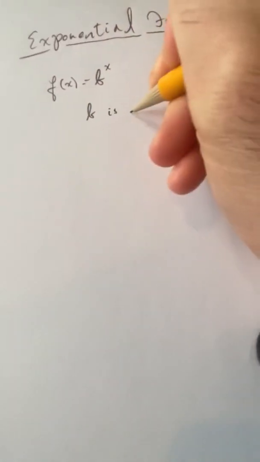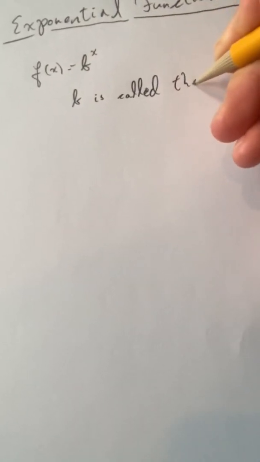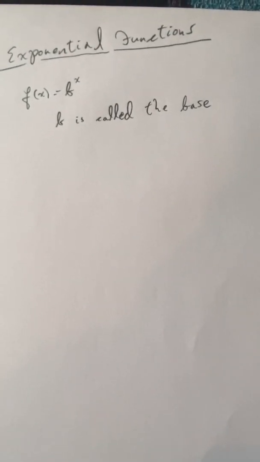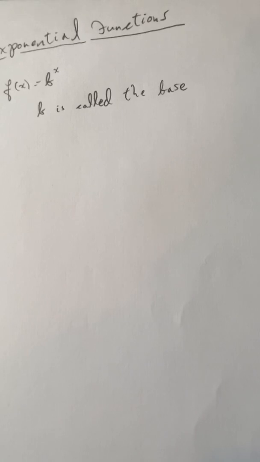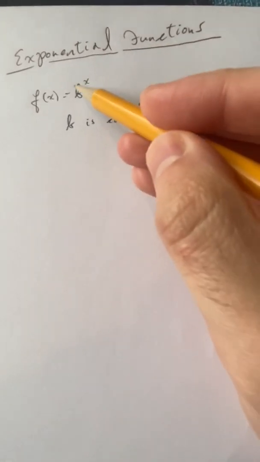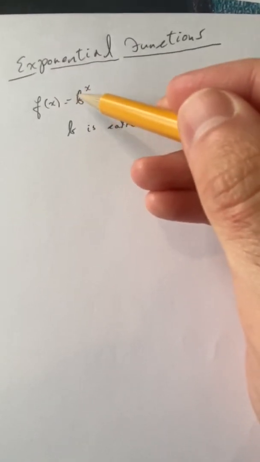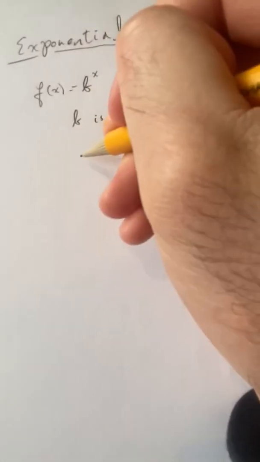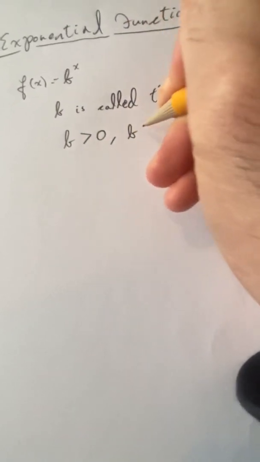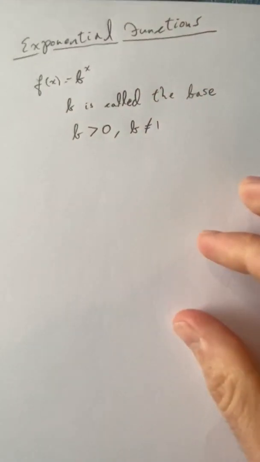b is called the base, okay? b is called the base of the exponential function. And there are some conditions on the base. Remember when we were looking at polynomial functions, the coefficients could be basically anything. b is a lot more restricted, okay? So b has to be greater than 0, okay? And b also can't equal 1, okay?